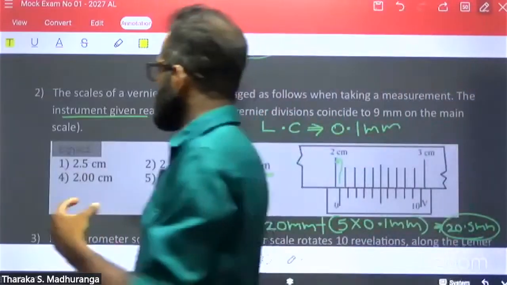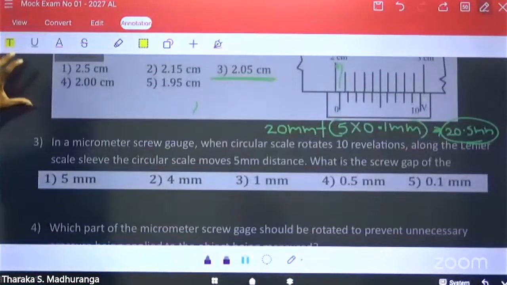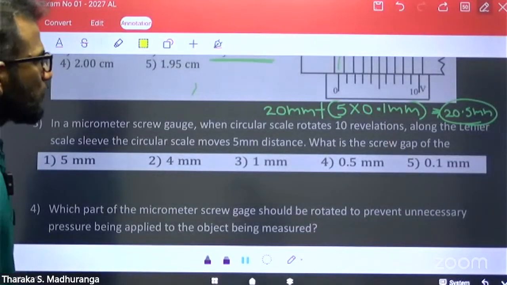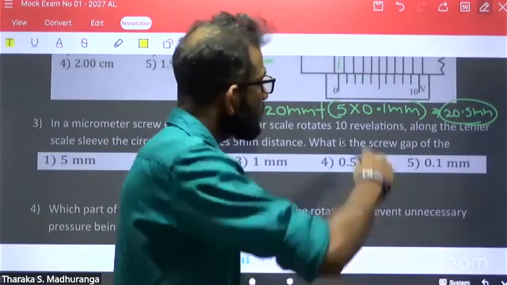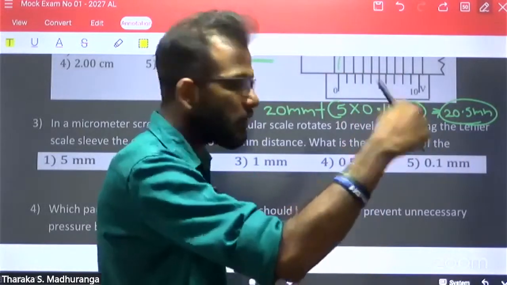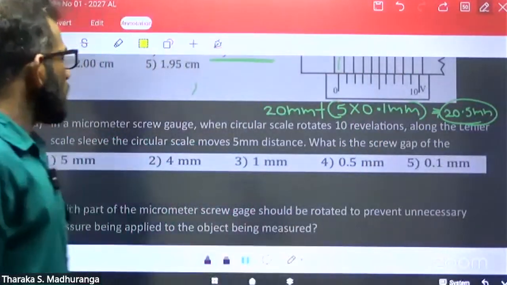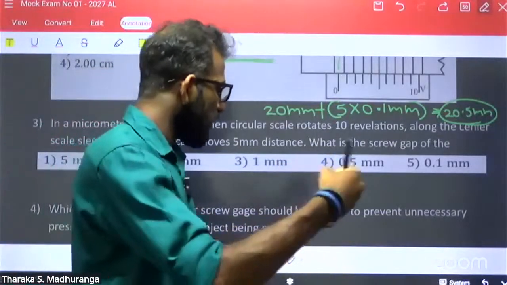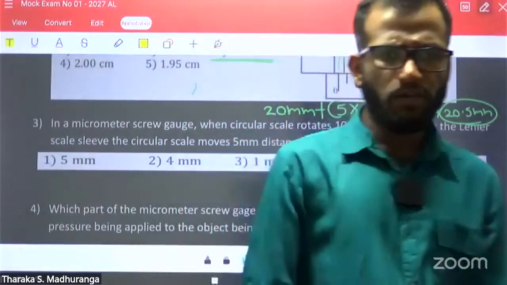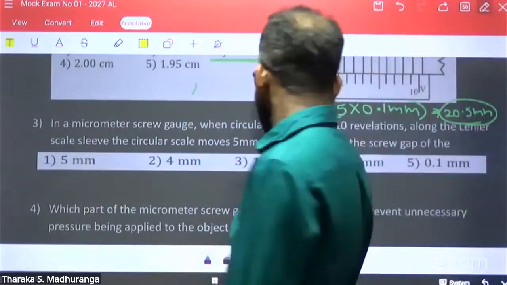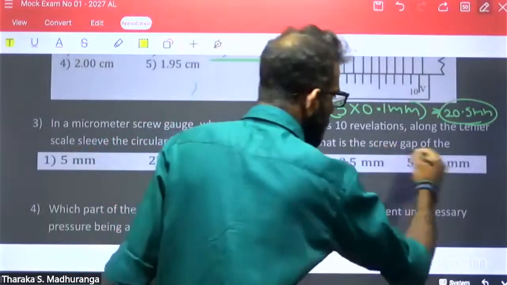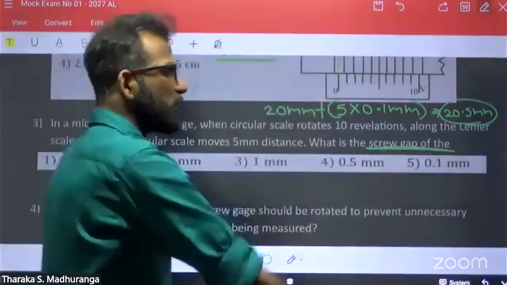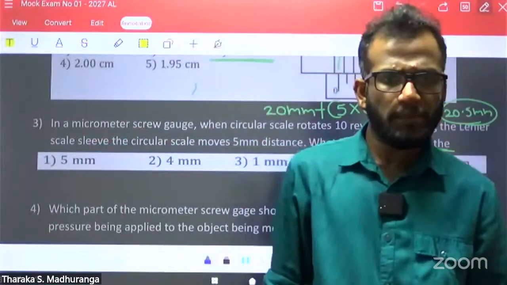Okay, come to the third one. In a micrometer screw gauge, when the circular scale rotates 10 revolutions along the linear scale, the circular scale moves a 5 millimeter distance. What is the screw gap of the micrometer screw gauge? How do we get the screw gap?